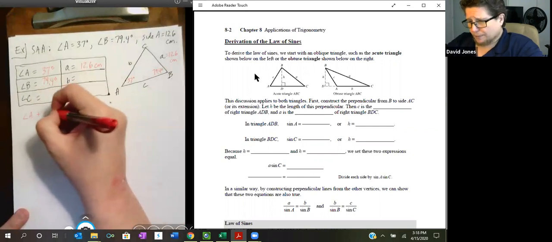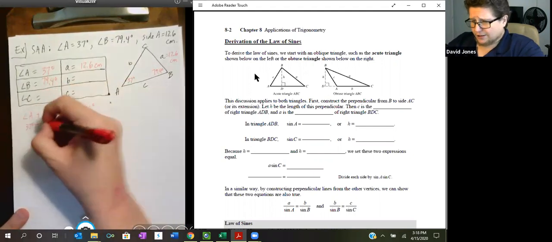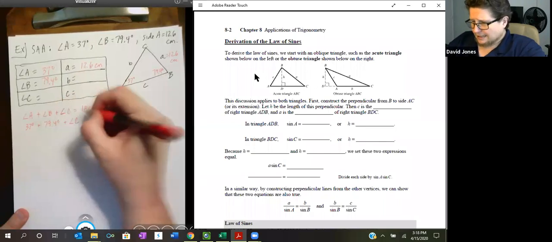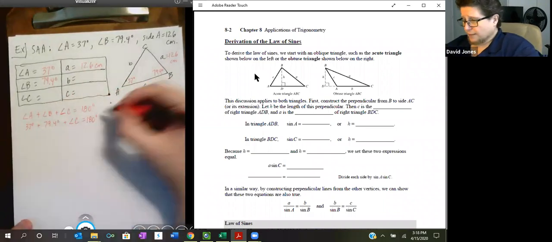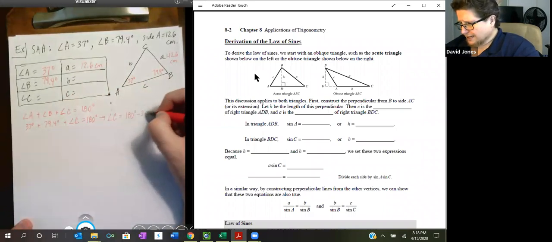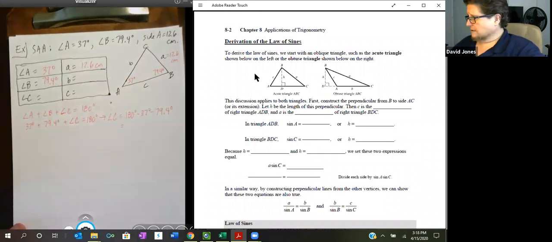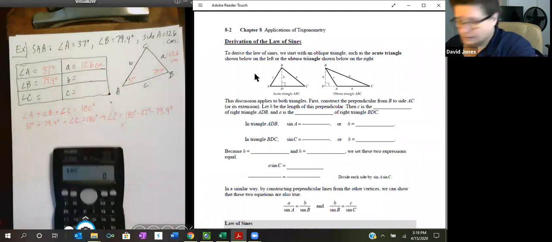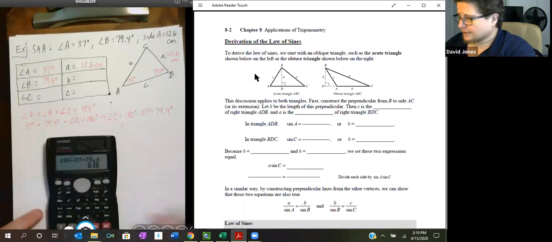Angle A plus angle B plus angle C equal 180. 37 degrees plus 79.4 degrees plus angle C equals 180 degrees, which means angle C equals 180 minus 37 minus 79.4 degrees, which is 63.6 degrees.